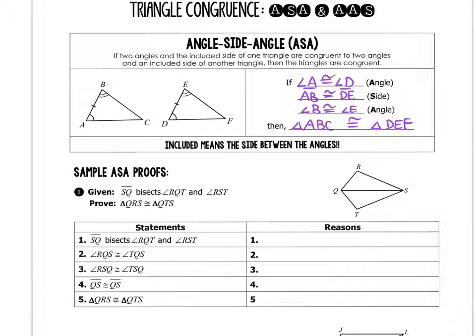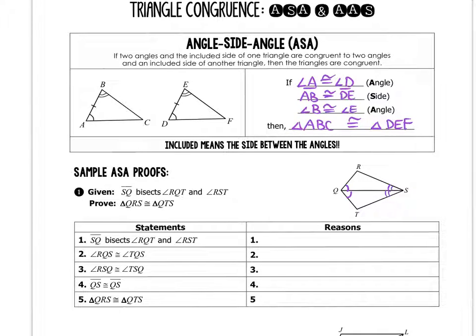So an example here, given that SQ bisects angle RQT. So RQT is here, and that's an angle bisector there. As soon as you read a statement, just mark it out. That way you have a visual there. We have to prove that these two triangles are congruent.